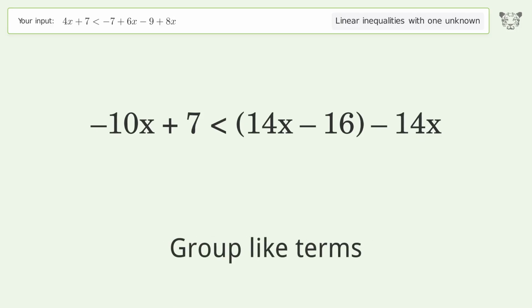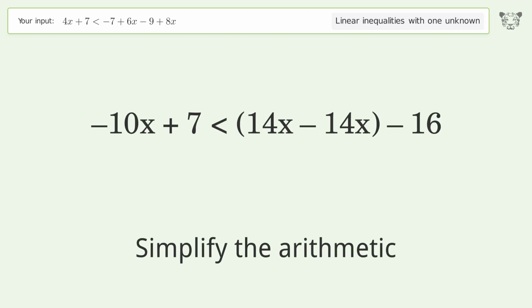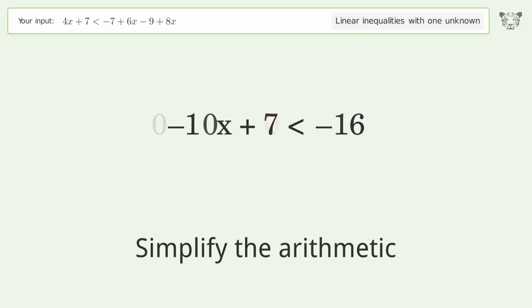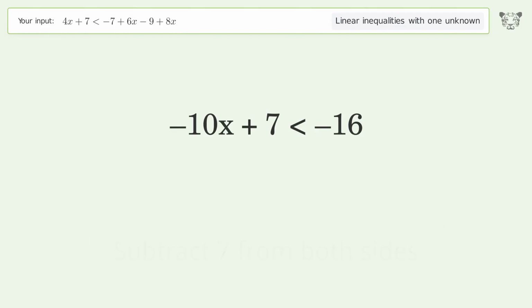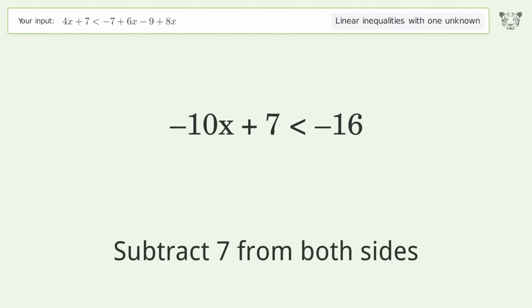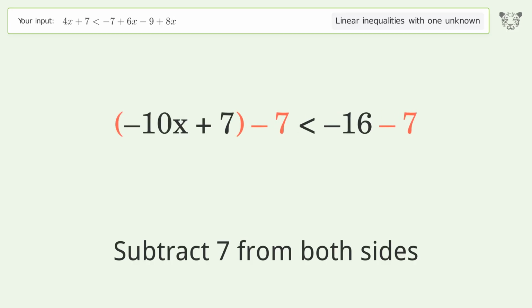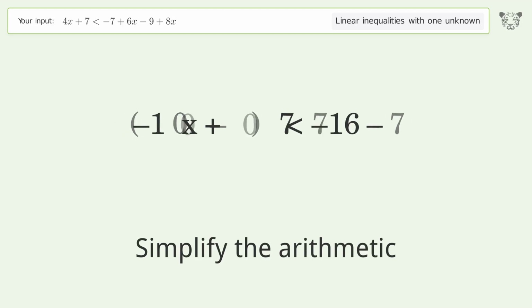Group like terms. Simplify the arithmetic. Group all constants on the right side of the inequality. Subtract 7 from both sides. Simplify the arithmetic.